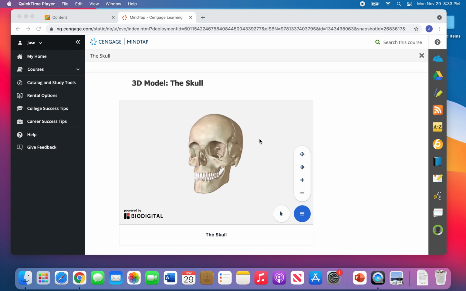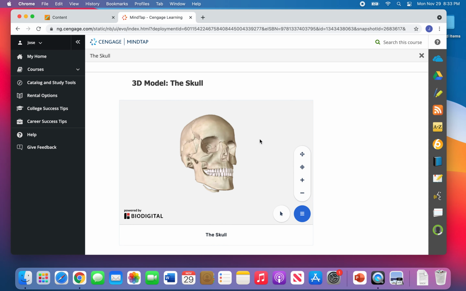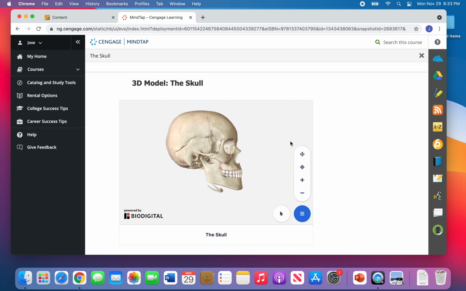I'll start first with the cranial bones, but first I'll move the skull to a lateral position right here. And I'll start with the frontal bone, located right here at your forehead area. The frontal bone is basically the bone that is in charge of covering the frontal lobe of your brain.